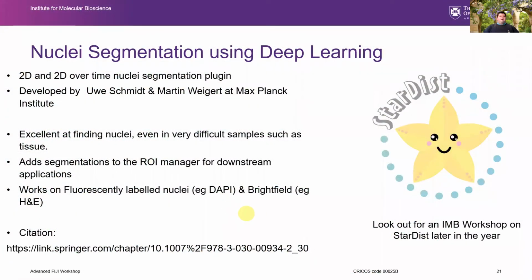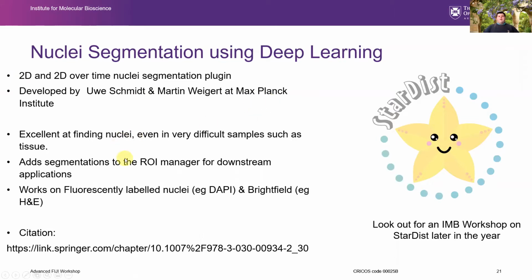And one that we're going to demonstrate here is a relatively new plugin, and it's called StarDist. And this works really well at segmenting nuclei using a deep learning algorithm. It can perform this on 2D and 2D over time data sets. And it was developed at the Max Planck Institute by these researchers. And remember, again, cite these plugins if you're using them.